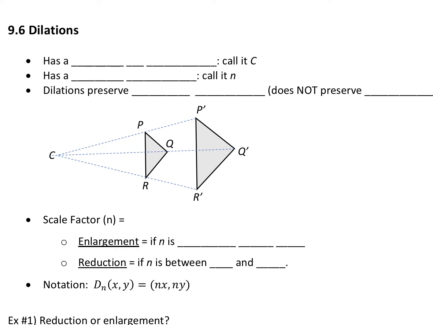So with dilations, first some terminology that you're going to need to know. It has what's called a center of dilation. That means the point that you are dilating from. So your center of dilation of your pupil would be the very middle of your pupil, right? That's the point that it's dilating around. We call this C. So when you see a C, that's the point that we're dilating from.